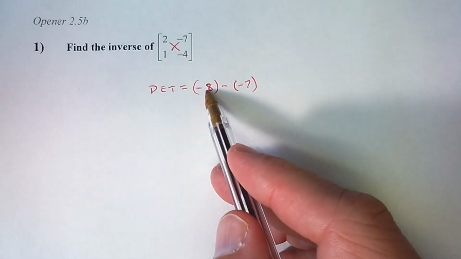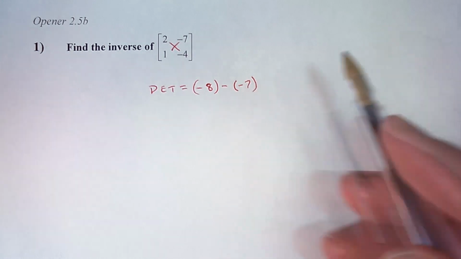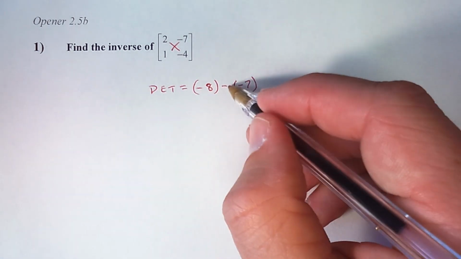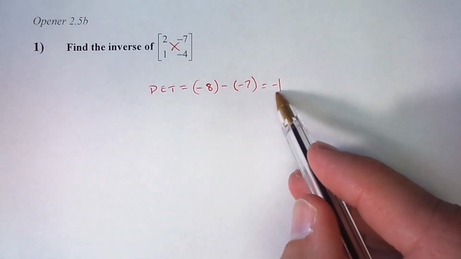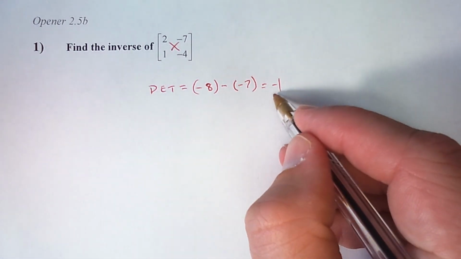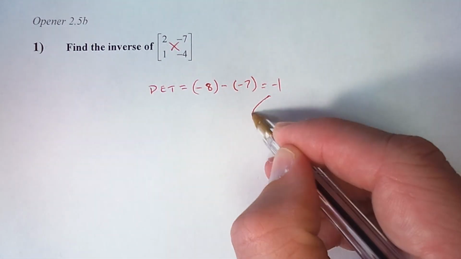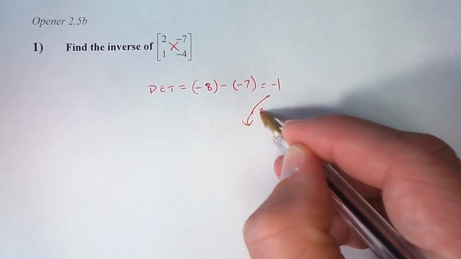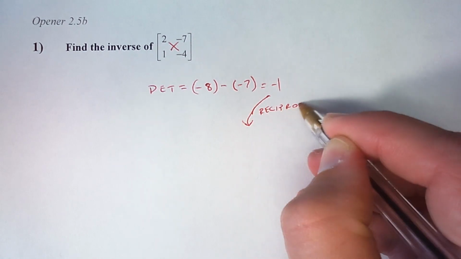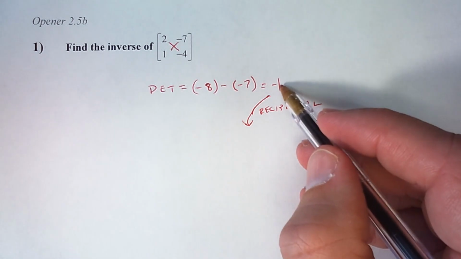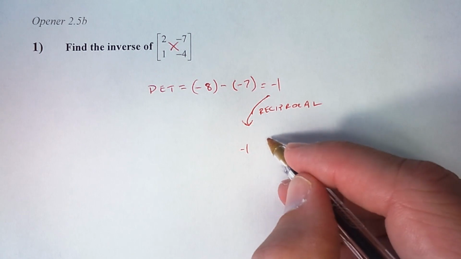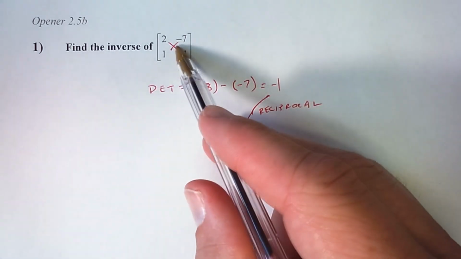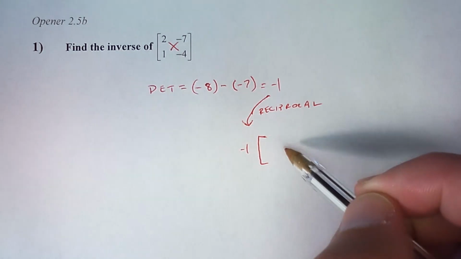So we've got the product of the main diagonal minus the product of the secondary diagonal, and -8 minus -7 is -1. Now we're going to multiply by the reciprocal of this determinant. The reciprocal of -1 is 1 over -1, which happens to be -1. And we are going to multiply that by this matrix.